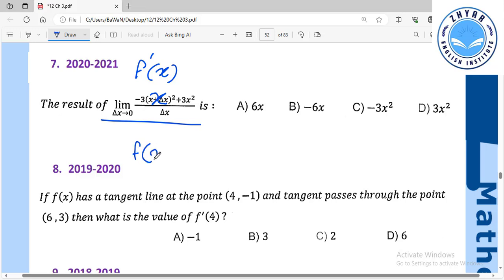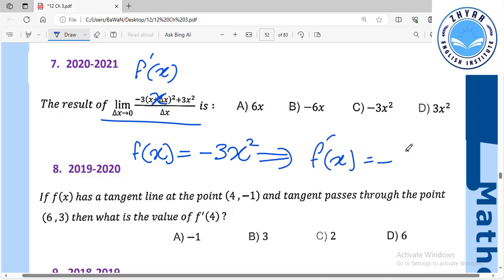So f(x), which is the function, is equal to negative 3x squared. Checking the answer, there is a plus, so the function is negative. This is why there is plus. If the function is positive, in the rule it's minus. This is the function. Derivative is negative 6x. Negative 6x is B.